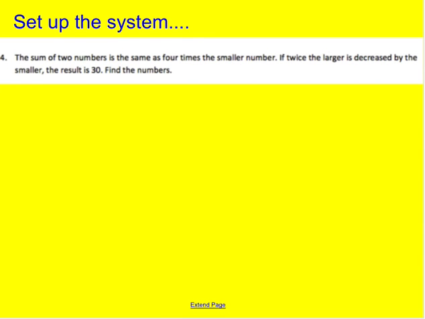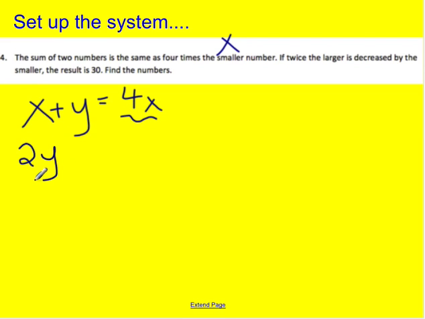Flipping the page over, let's go ahead and take a look at number 4. So it says the sum of two numbers is the same as 4 times the smaller number. So the sum of two numbers, so x plus y, is the same as 4 times the smaller number. I'm just going to have x represent the smaller number, so I set it equal to 4x. If twice the larger, so that's going to be 2 times the larger number, so that's going to be 2y, is decreased, meaning minus, by the smaller, that means x, the result is 30. And then it asks us to find the numbers.